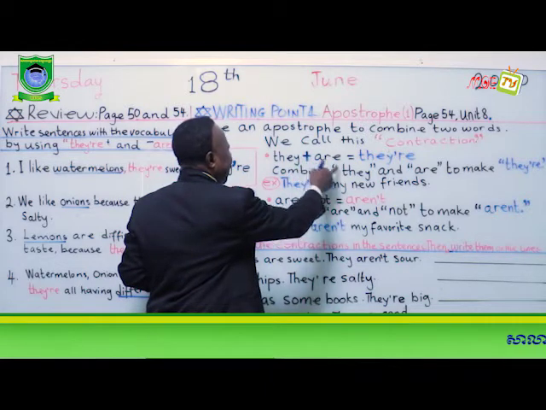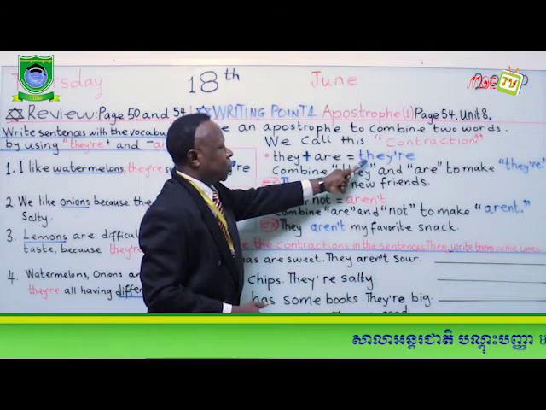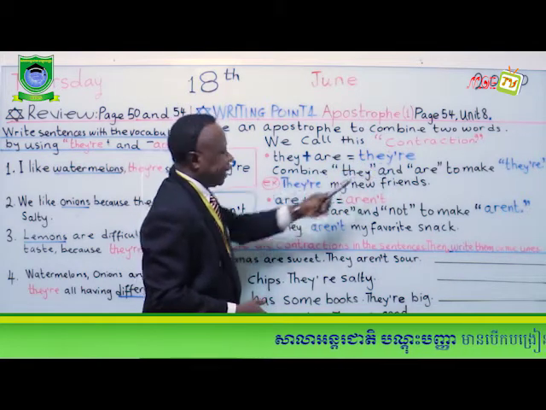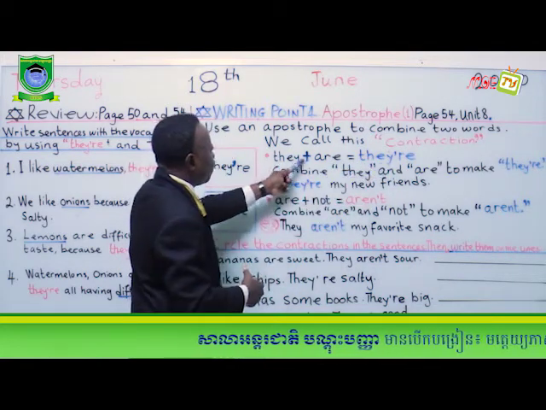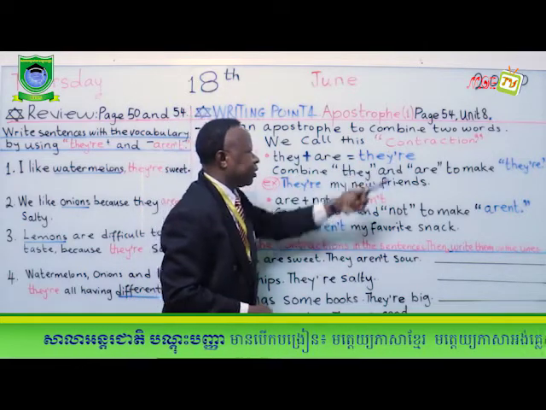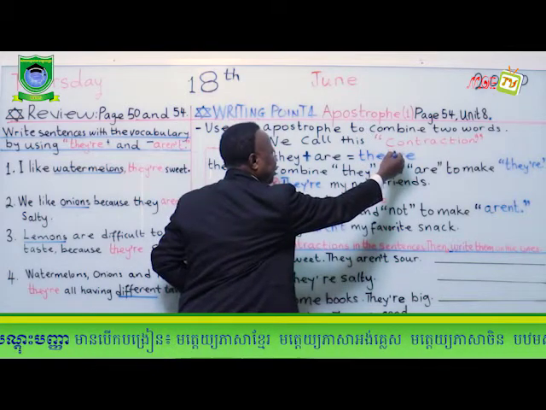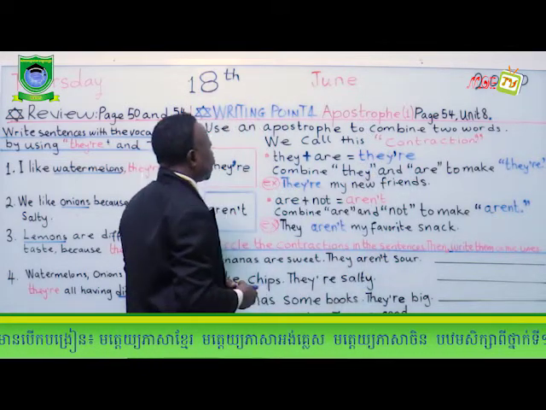They plus are is equals to they're. So this is long form and this is short form. And we have the contraction because of the apostrophe, which is here. Apostrophe.